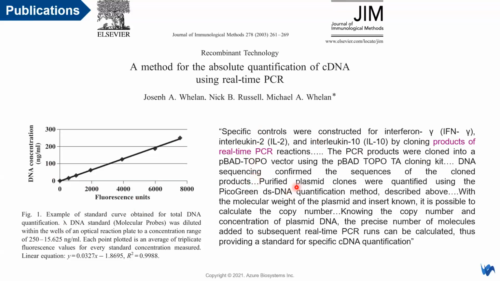Then they use the purified plasmid, cut it, and plot it against the standard curve, or generate the standard curve, and make sure that they have the same qPCR efficiency. Then you know that the unknown sample can now be used to get the DNA concentration using the standard curve.